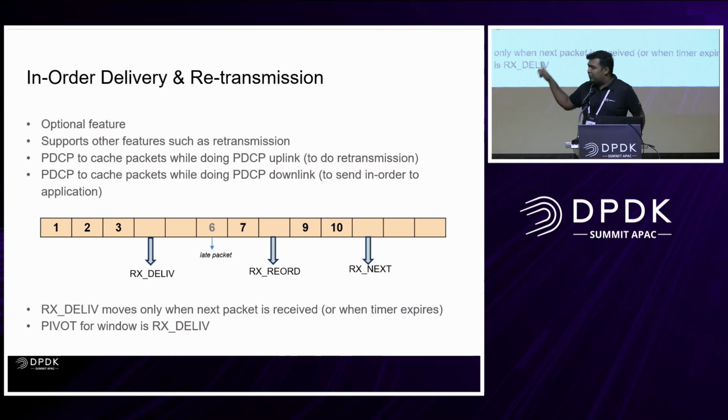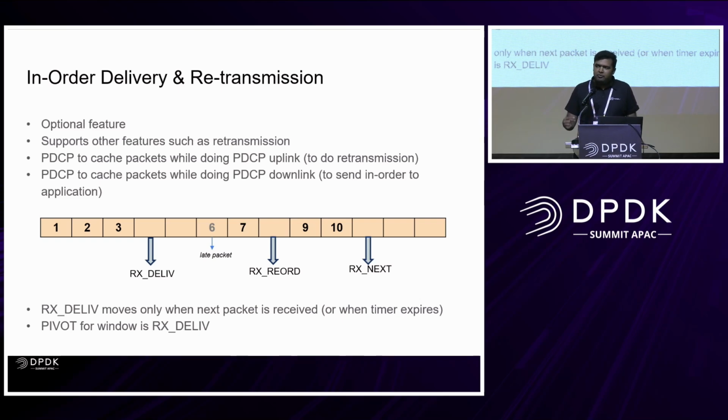So I've drawn a table which reflects the window that a transmitting entity would have. And let's suppose that we are getting packets 1, 2, 3, 6, 7, 9, 10, and I've marked packet number 6 as a late packet. So if there is no in-order delivery, and the receiving entity can just do out-of-order delivery, then all these packets the receiving entity can just push to the upper layer. It doesn't have to worry about any reordering or any such things.